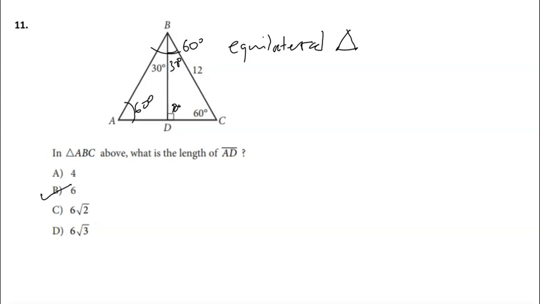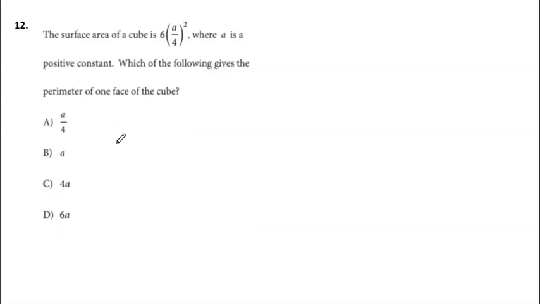All right, let's move on to question number 12. Question number 12. The surface area of a cube is 6 in brackets a over 4 squared, where a is a positive constant. Which of the following gives the perimeter of one face? So we're talking about a cube, right? So a cube looks something like this.